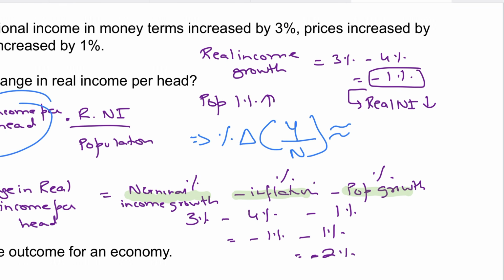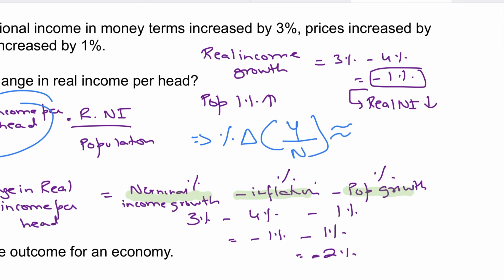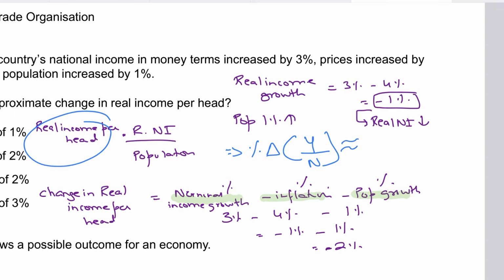So it could be approximated by subtracting. This is a sign of approximation: approximated by subtracting the percentage changes of the numerator and the denominator. So what are the percentage changes of the numerator and the denominator?